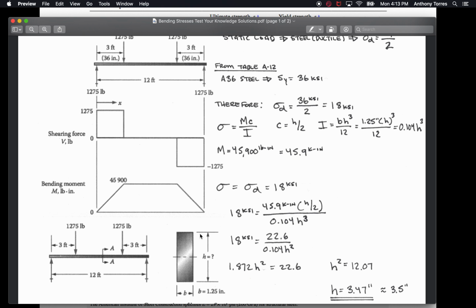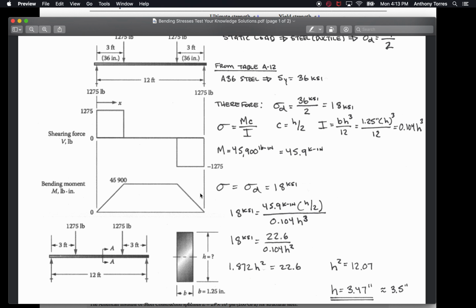I, for a rectangle, is always base times height cubed over 12. I know the base. The base is 1.25 inches. I can just leave this in terms of H as well. Whatever that H is, 2 inches, 4 inches, 5,000 miles, it needs to get cubed, and then divided by 12. If I'm leaving this in terms of H, I can divide the 12 into 1.25 and make it a little nicer, and it's 0.104 height cubed. So I have C in terms of H, and I have I in terms of H.